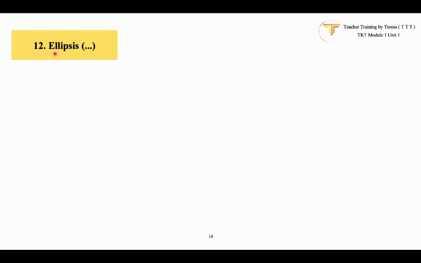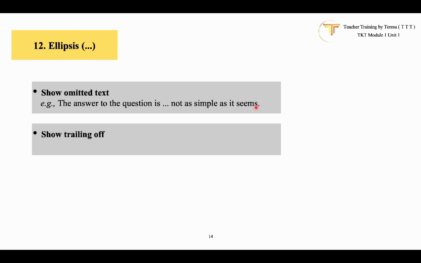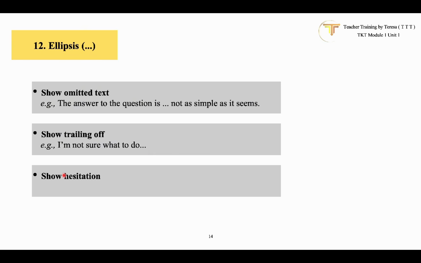12. Ellipsis. Show omitted text. The answer to the question is not as simple as it seems... Show trailing off. I'm not sure what to do... Show hesitation. Well... I guess we can try it.